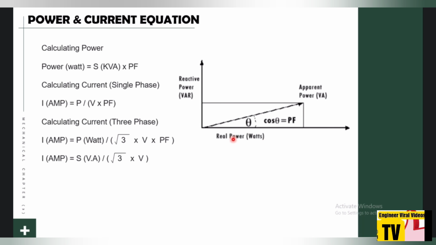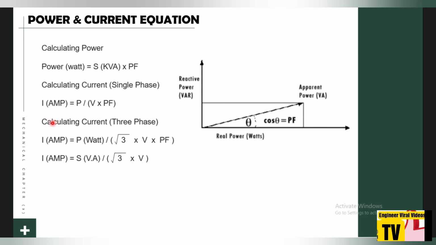The real power is measured in watts and the apparent power in volt-amperes. And here we have an angle called cosine theta, or PF, power factor. See this equation: power in watts equals S in kVA multiplied by power factor. If I want to calculate the current for single phase, I equals P divided by V multiplied by power factor.